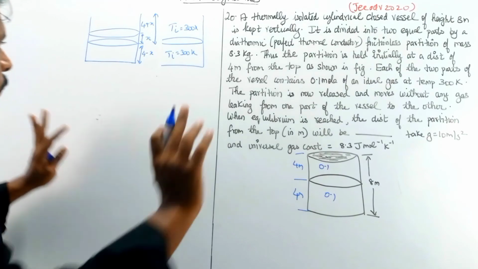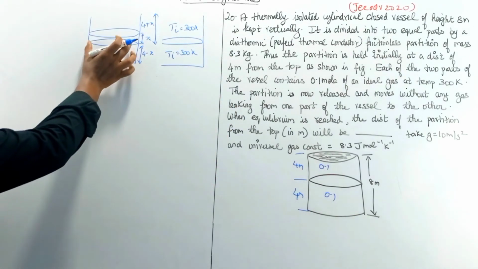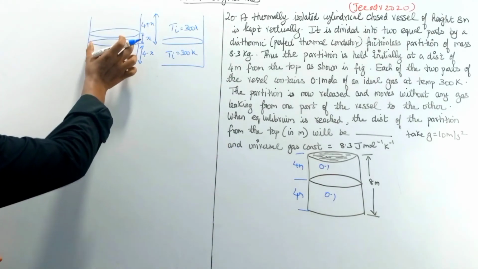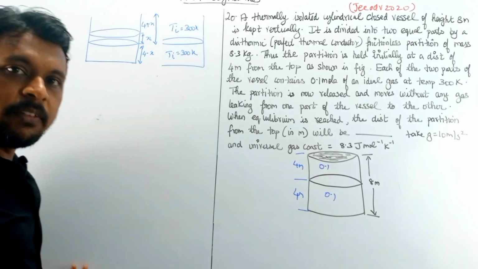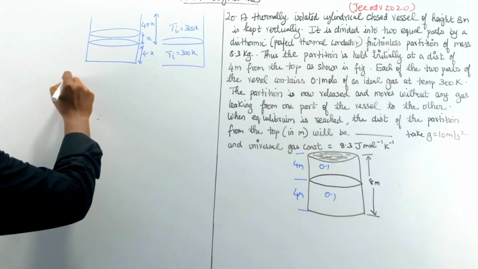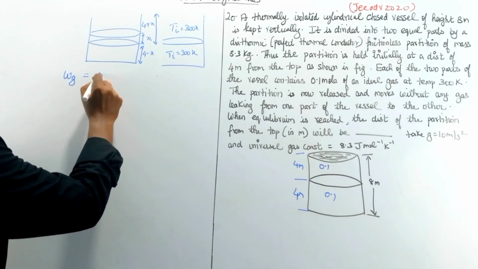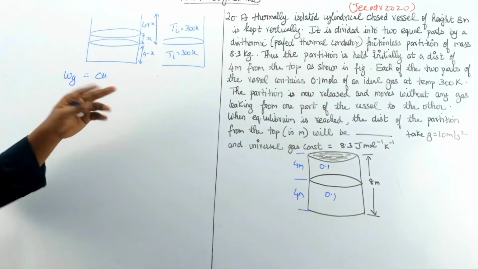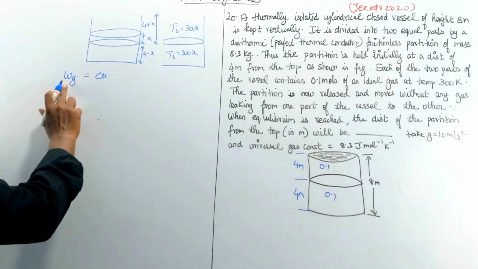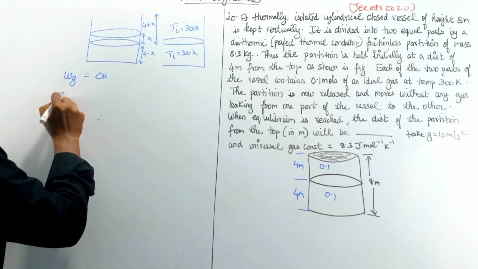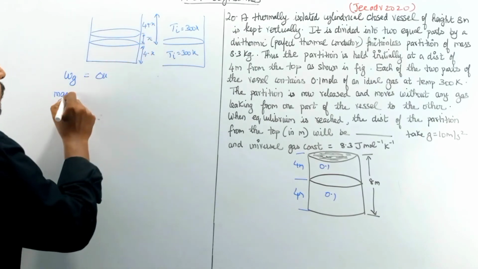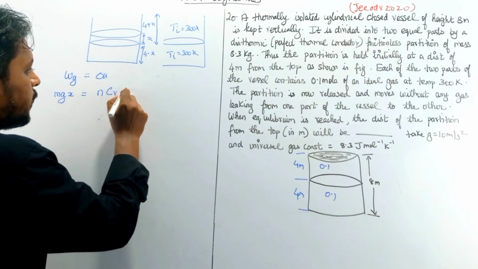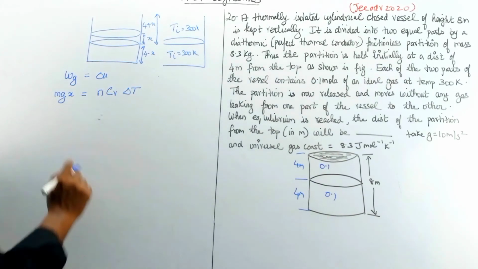Now, first step. As the partition moves down, some work is done due to gravity, because the partition is displaced by a distance x. This gravitational work equals the change in internal energy, because the vessel is thermally isolated, so no heat is supplied. Work done due to gravity is the weight times the distance x moved, which equals the number of moles times Cv times delta T.